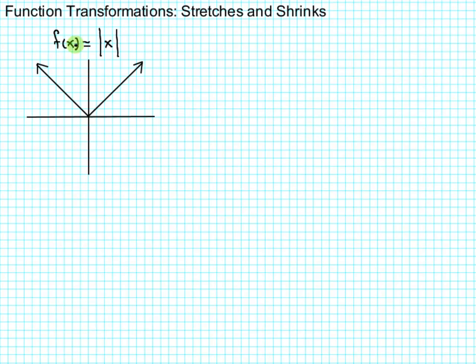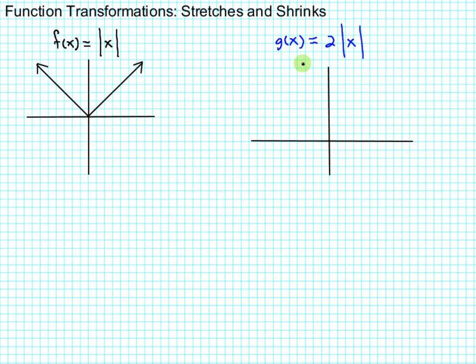Stretches and shrinks are usually the most troublesome for students to graph, so we'll analyze them here and hopefully it'll make sense. Here I have the basic function f of x equals the absolute value of x, and we're going to do some stretching and shrinking of this function. The first time I want to look at what happens if I multiply on the outside of the function by 2. So I have g of x equals 2 times the absolute value of x.